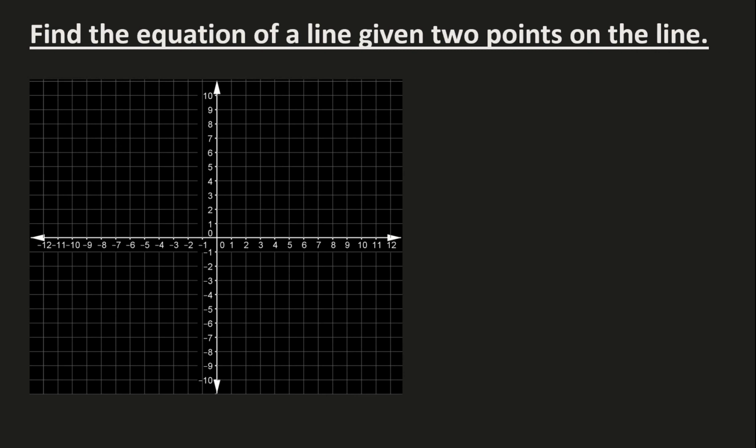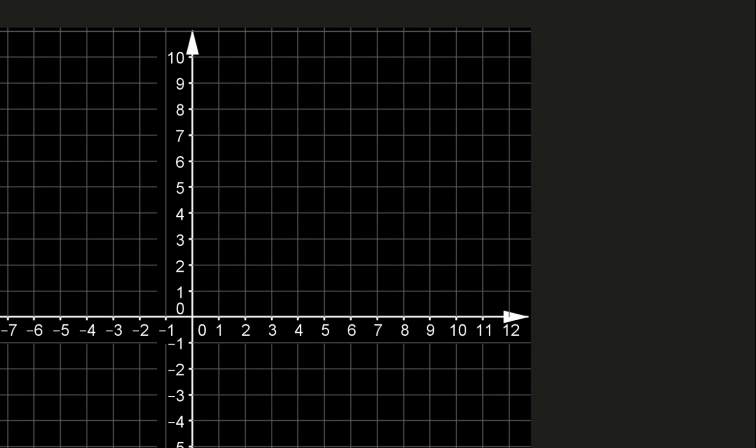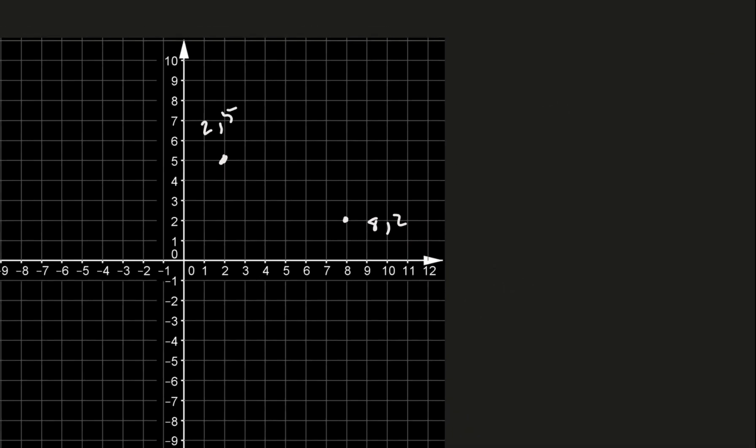So, give the equation of a line that goes through two given points. Let's say I have a point located at (2, 5), so x is 2, y is 5, and I have a point that goes through, I'll say, (8, 2). So x is 8, y is 2, and x is 2, y is 5. I might want to jot those points down in a table of values just for organizational purposes.